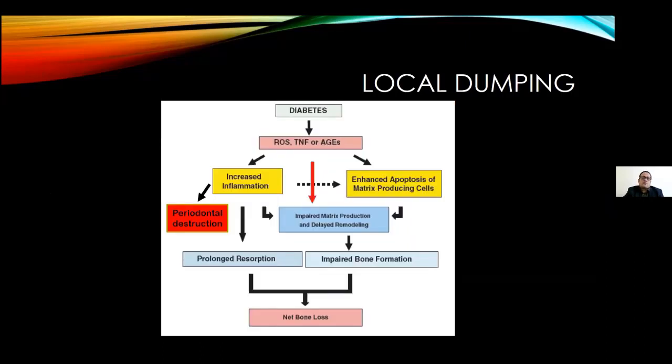Now, this is how local dumping would probably be conceptualized. You have diabetes, which results in an overexpression of reactive oxygen species, cytokines, and advanced glycation end products, which result in increased inflammation, thereby bringing about periodontal destruction. At the same time, you have enhanced apoptosis of matrix-producing cells. All this will result in prolonged resorption, impaired bone formation, and net bone loss, which is a hallmark of progressive periodontal disease.